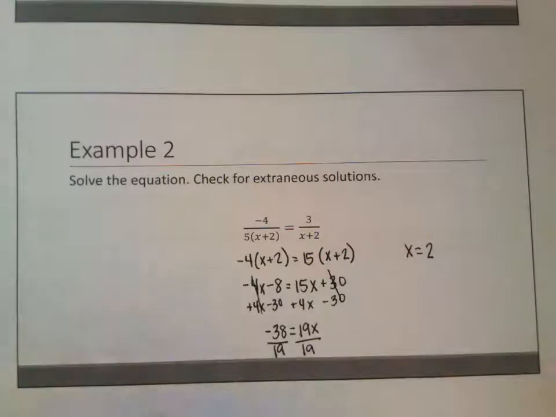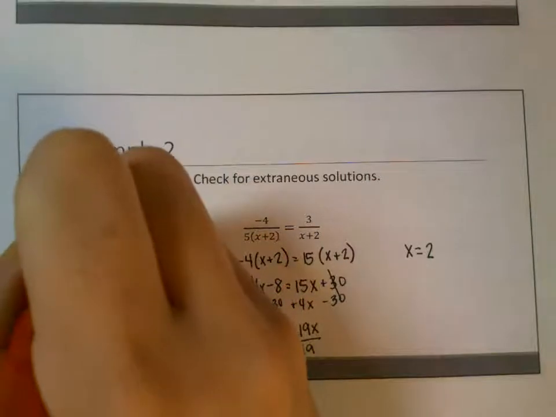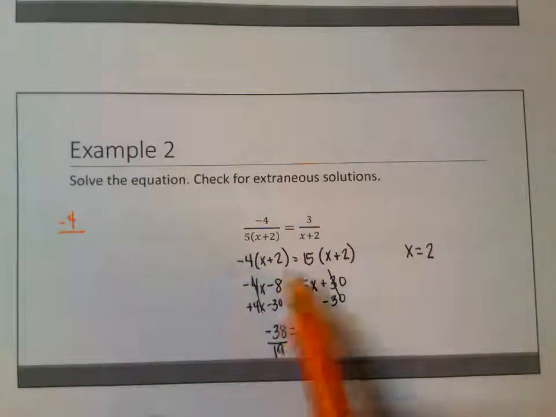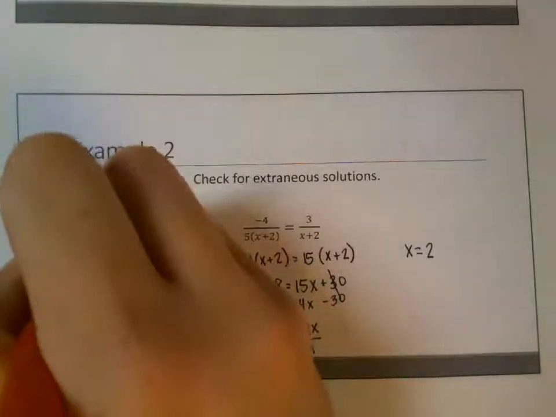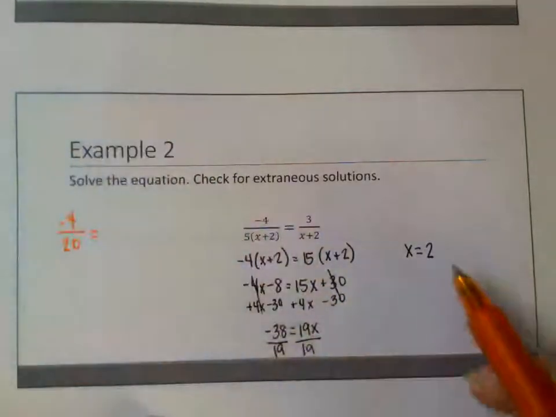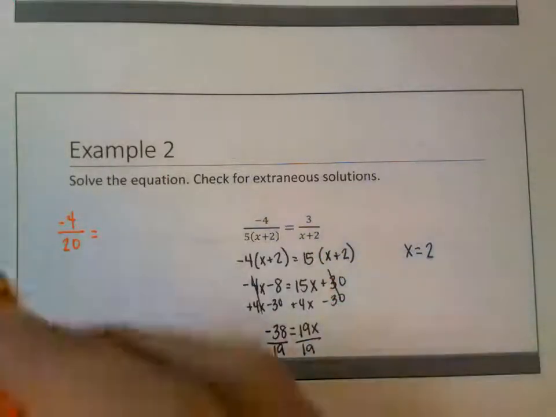All right, so this is what I got. I got x equals 2, but I want to do a check and see if it works. So when I plug in 2, I would get -4 over 5 times 2 plus 2 is 4, so 4 times 5 is 20. Over here, I'm going to get 3 over 4. 2 plus 2 is 4.